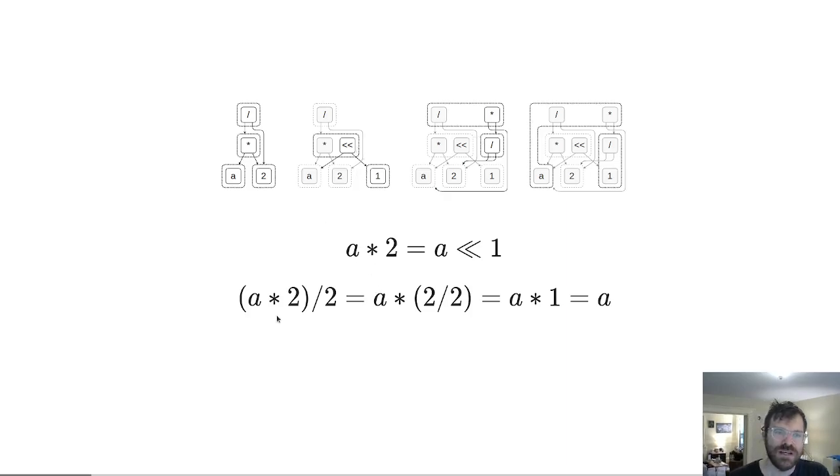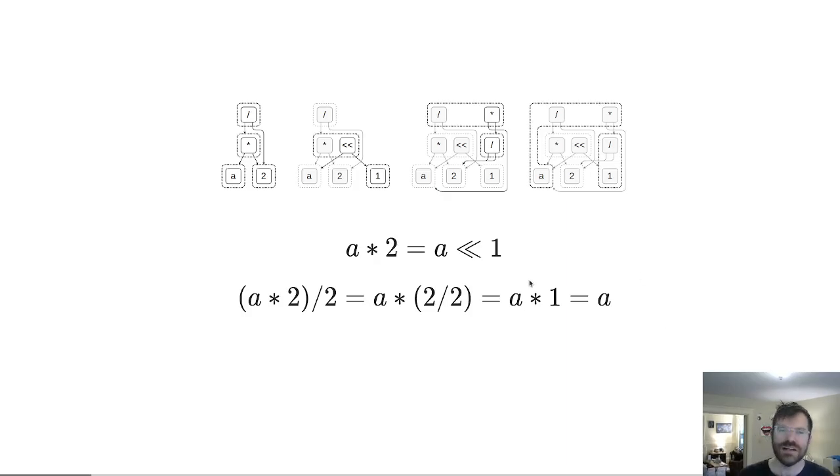rewriting system. And you can discover also that if you can reassociate A times 2 over 2 to A times (2 over 2), and then you can notice that this is something over something, and that's the same thing as 1. And then you can also notice a rewrite rule that A times 1 is equal to A. So if you do that sequence of things, you end up at this final e-graph. And this is a canonical representation of asserting all of these equalities.